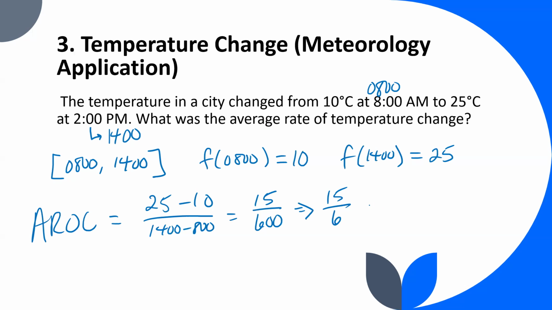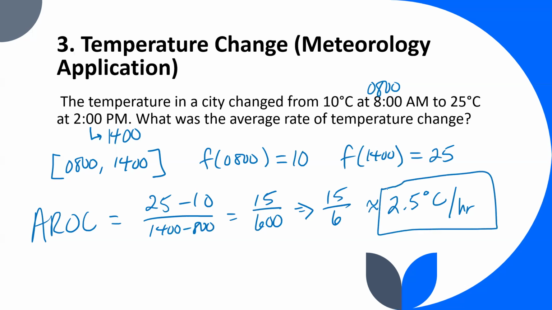All right, so approximately what is that? What's 15 divided by 6? We get what? 2.5. Now, what is this 2.5 describing? What's our numerator describing? The degrees, right? The degrees in Celsius per, and then our denominator is describing our hour. So 2.5 degrees Celsius per hour is what it's increasing by over that time window.